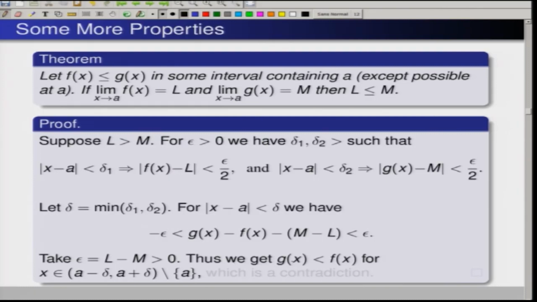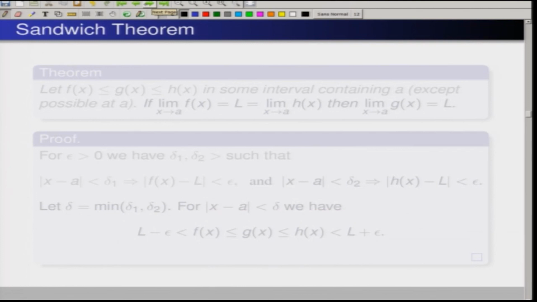So, what we get is that f of x is lesser equal to g of x is given, but here what we are getting is that g of x is strictly less than f of x, which is a contradiction. Therefore, L has to be lesser equal to m. Okay. So, now what we have seen is that the limit of a function is unique. Now, if f of x is lesser equal to g of x, then the limit of f of x is lesser equal to limit of g of x.